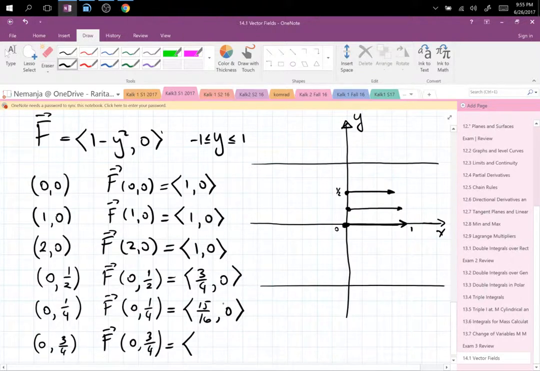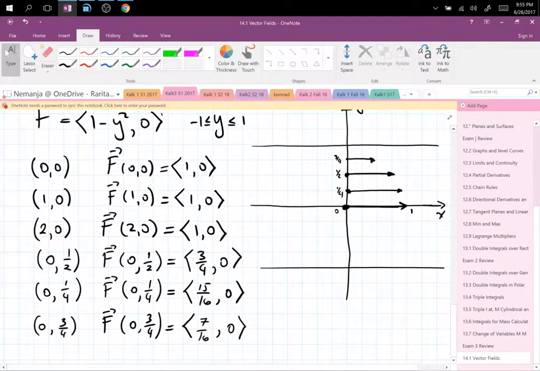So that's 7/16, right? That's good, 7/16, because 16 minus 9 is 7. Good. So at 3/4, I have just under the half. Right there.